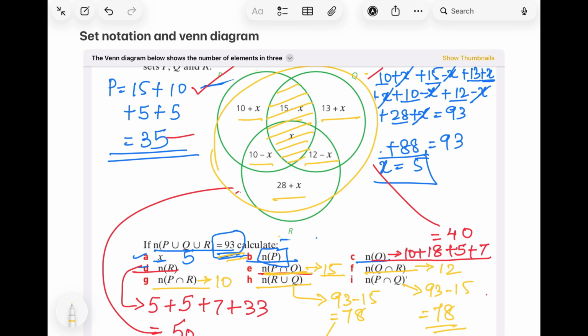So I hope in this example we have covered everything. How do we find out or how do we solve these questions related to Venn diagram?